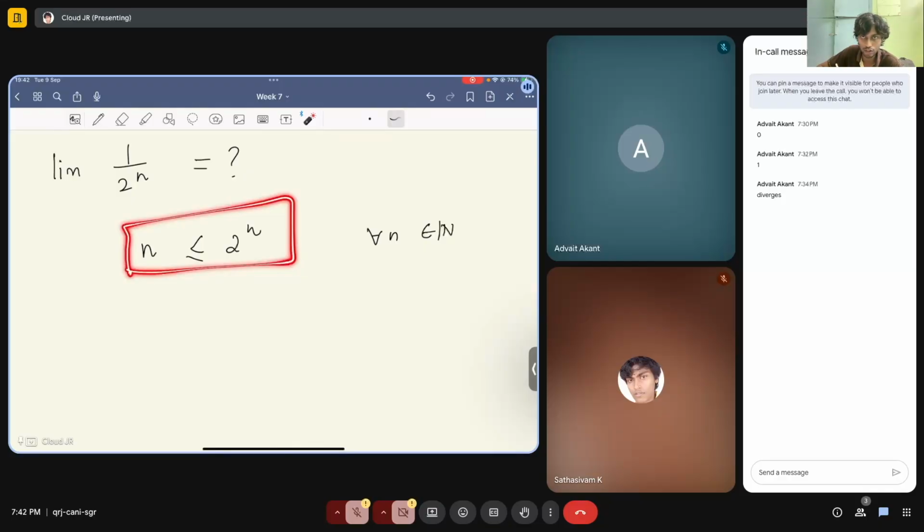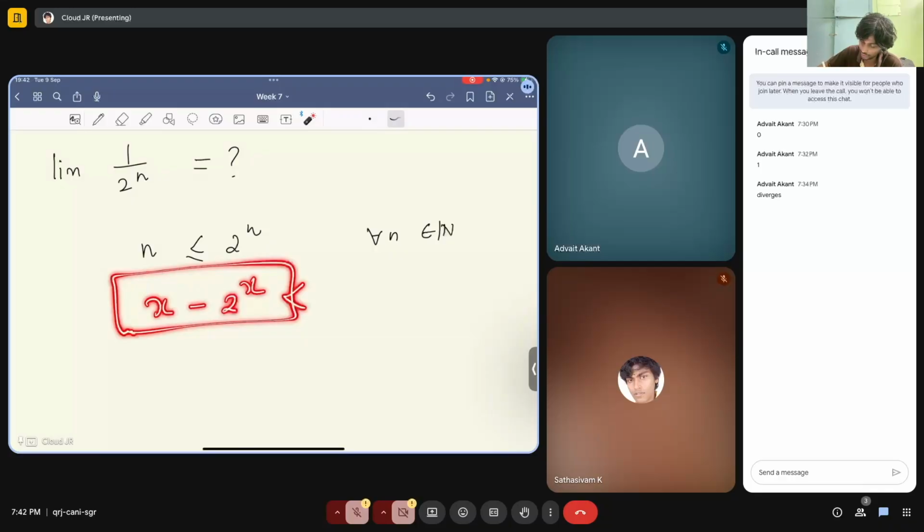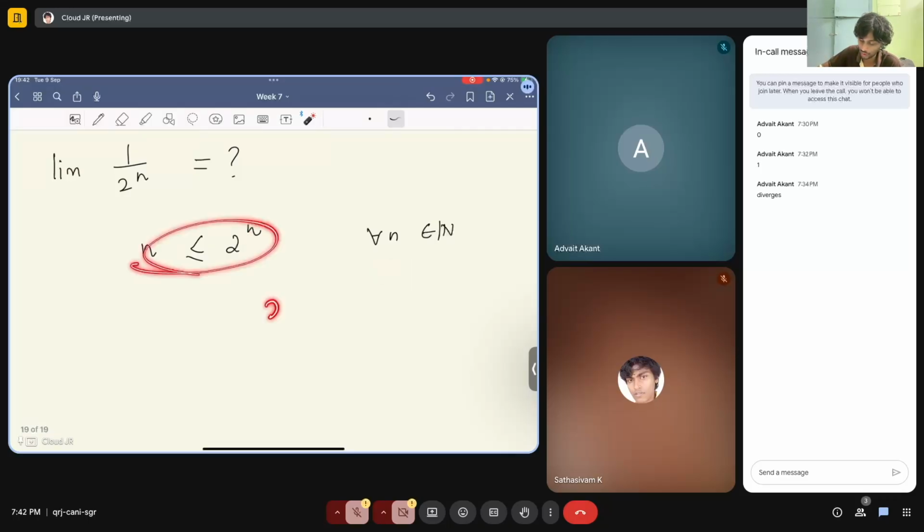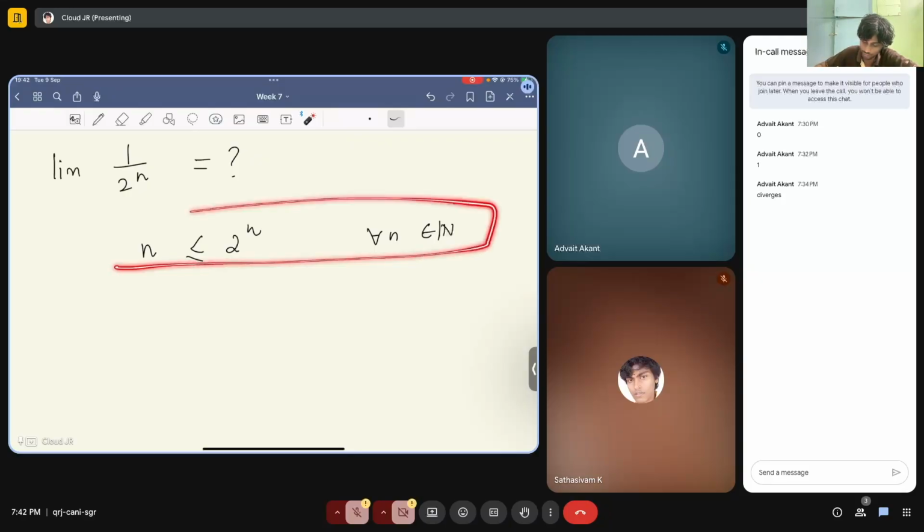This you can prove. If you don't know how to prove it, you can use calculus to prove it. Basically, you can choose x minus 2 power x and prove that it is a decreasing function. If you can prove this is a decreasing function, all you have to do is evaluate at n equal to 1, and after that x minus 2 power x is decreasing, and you will get this inequality. If you want to prove it, you can, but I will assume this inequality for now.